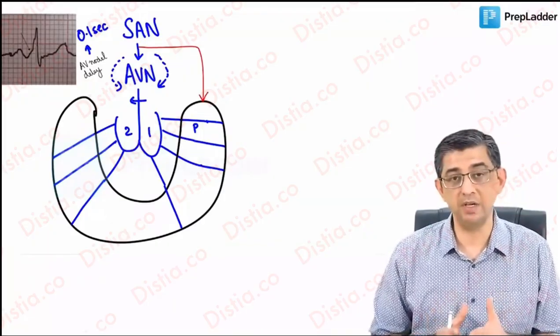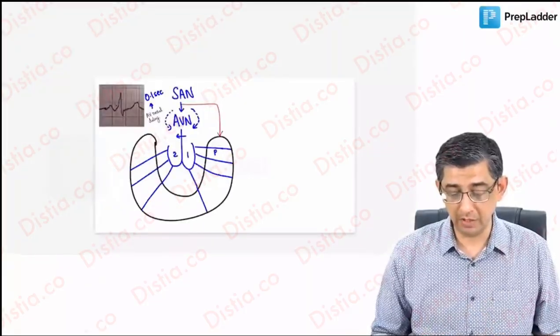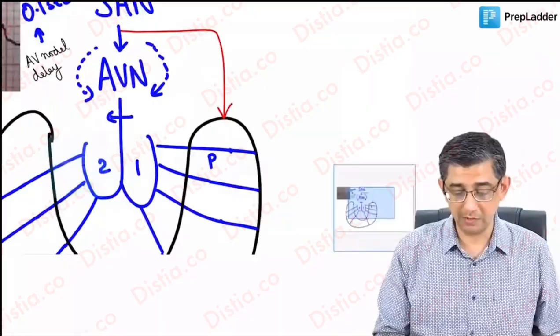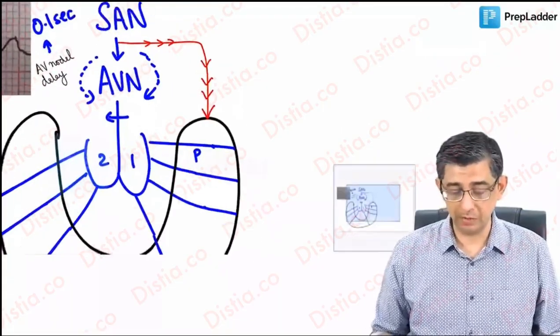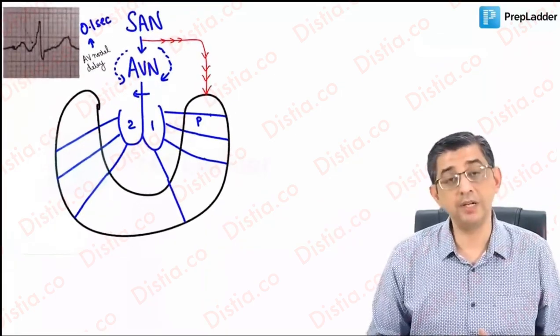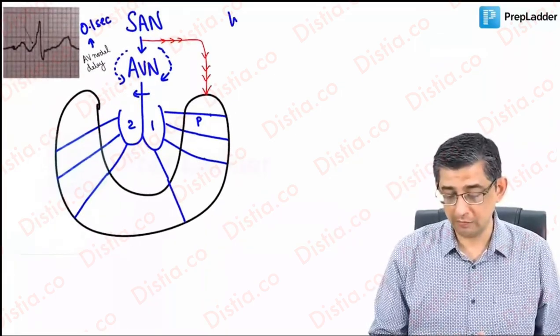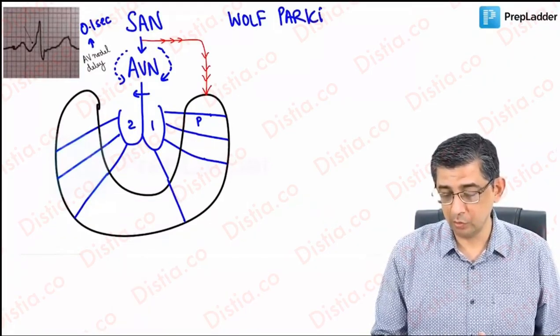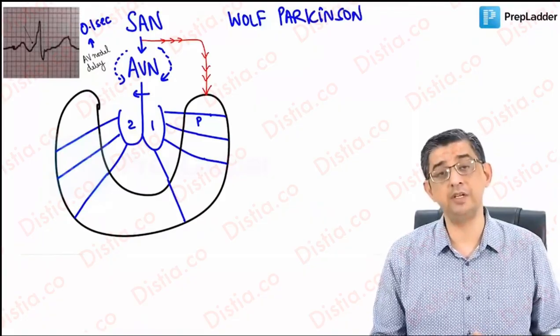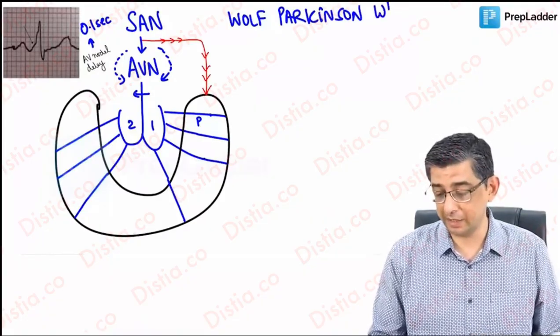an express highway. So the current will preferentially tend to go across this express highway and will cause an early activation of the ventricles. The topic that I'm teaching you guys is called pre-excitation syndrome, or alternatively Wolff-Parkinson-White syndrome. The first and foremost problem of this person is ventricles are getting excited earlier than normal.